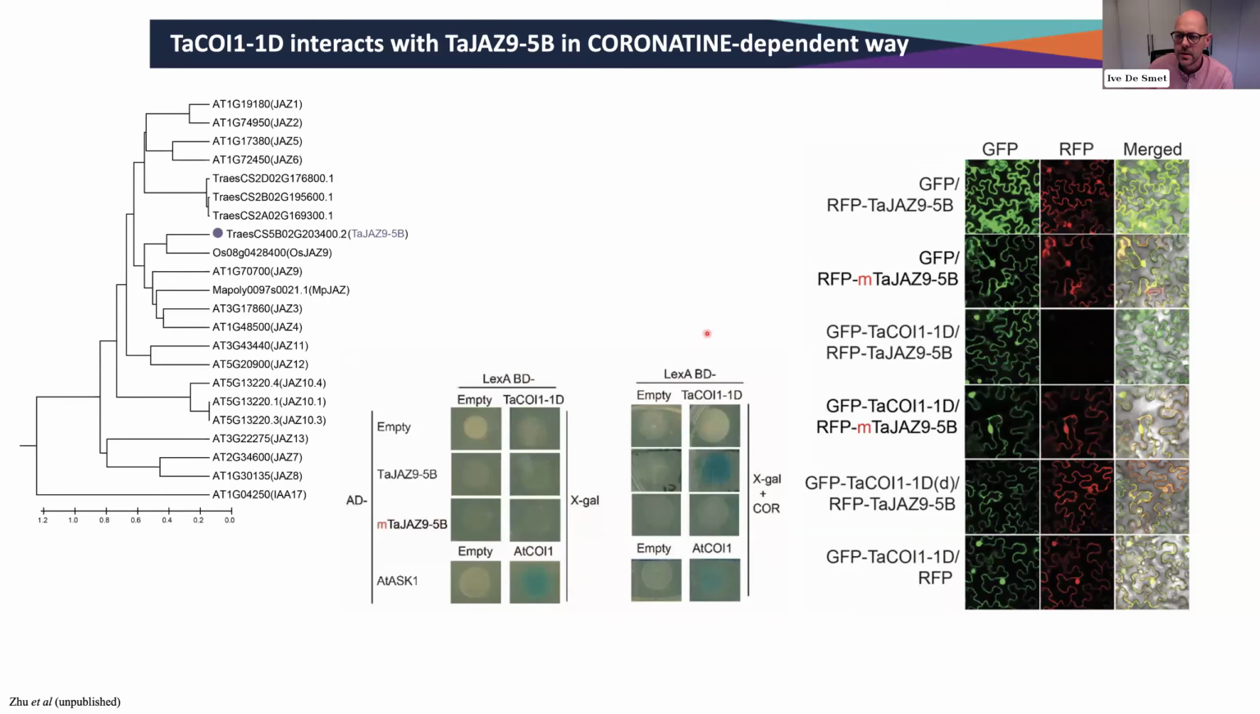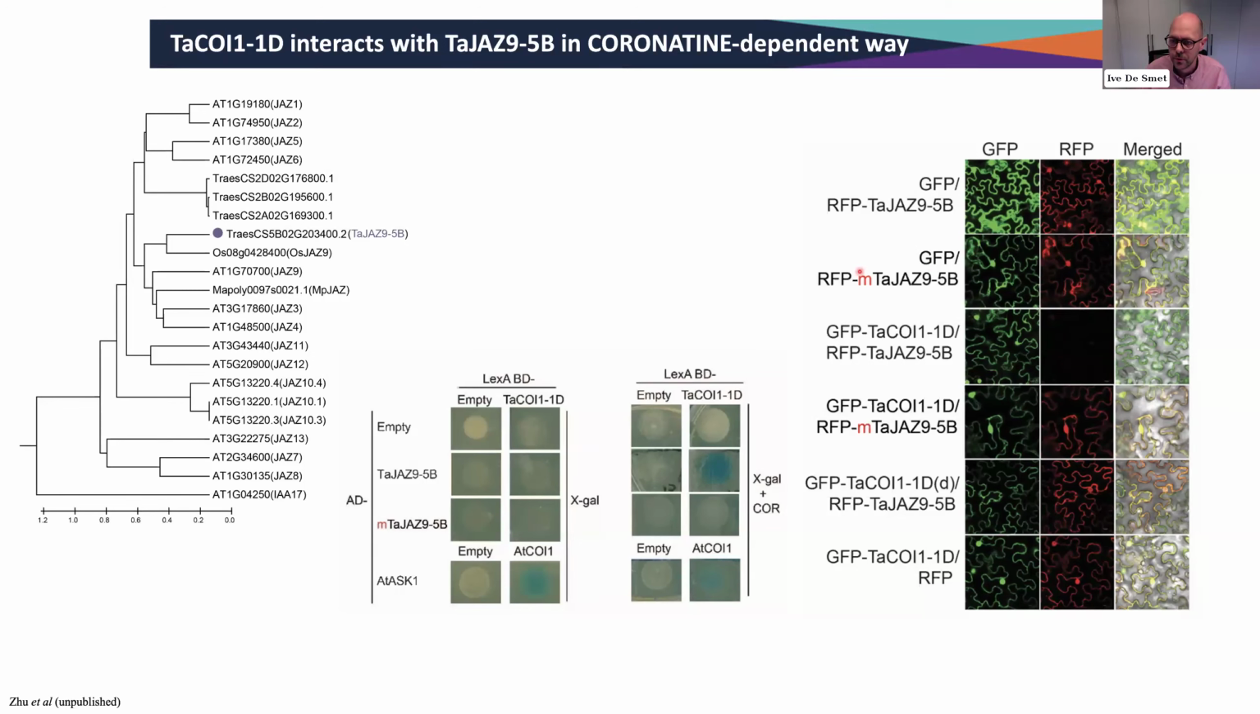Furthermore, when we take these wheat proteins and put them in tobacco, so we co-express the wheat JAZ9 and the wheat COI1 in tobacco, we basically see that the JAZ protein disappears, which means that the presence of COI1 is able to ubiquitinate and lead to the degradation of this JAZ protein.